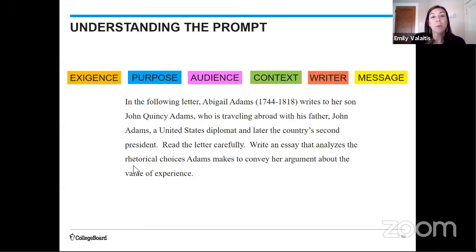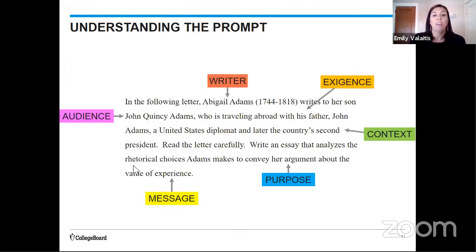All right, so here are the answers. If you were going through and marking up a passage, it would look like this if you were annotating it. We have our writer, we have our audience, John Quincy, the exigence, he's traveling abroad. The context is a bit of a stretch. You'll get more about the context when we start to look at the letter. But you again had to make the case: the context is his father is a United States diplomat and later the country's second president.